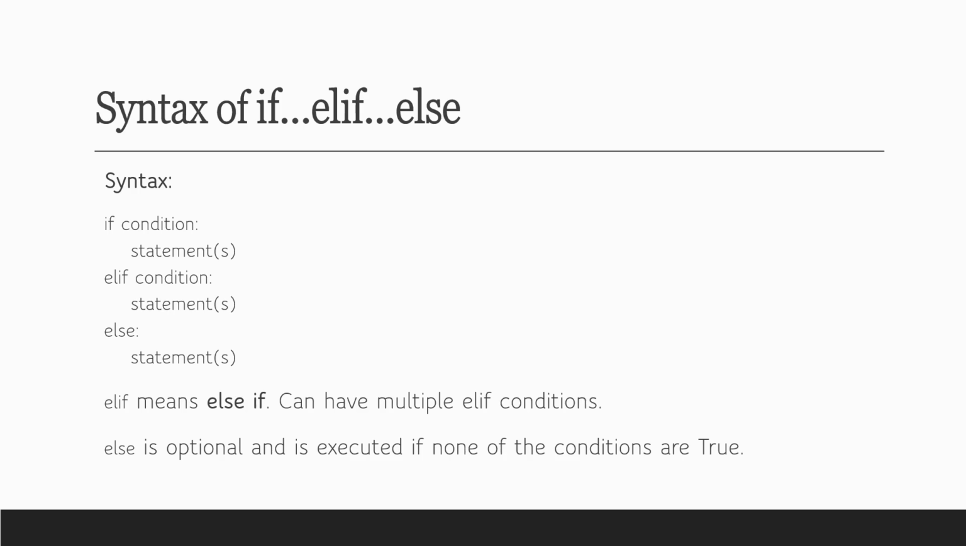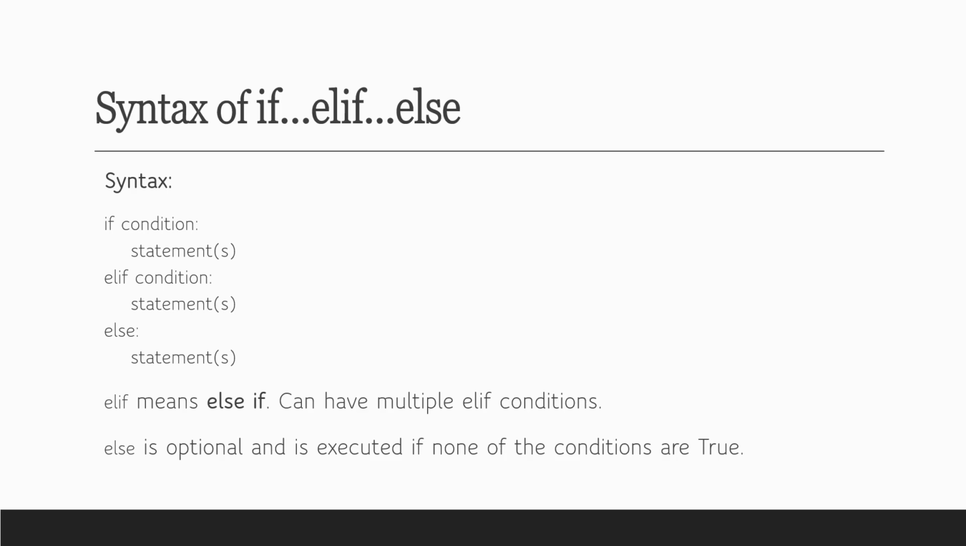Next, we can write elif followed by another condition. Elif means else if. If the first condition is false, this new condition is checked. If it is true, its statements are executed. We can have multiple elif conditions depending on how many alternatives we need.